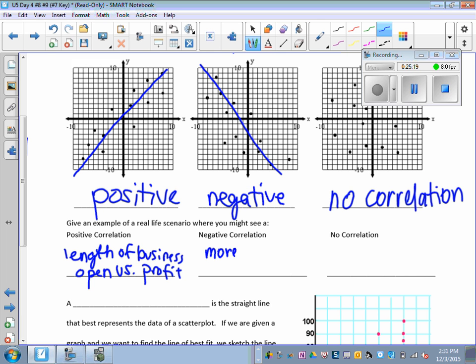I like the electricity one. More electricity, less money in the bank.